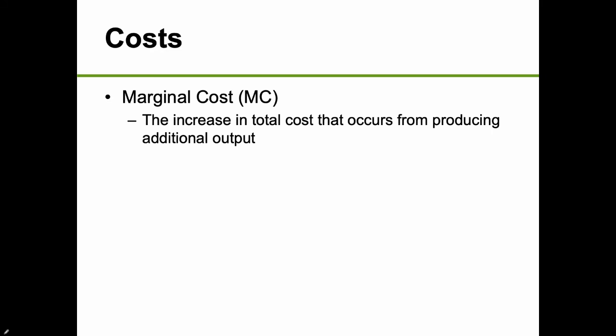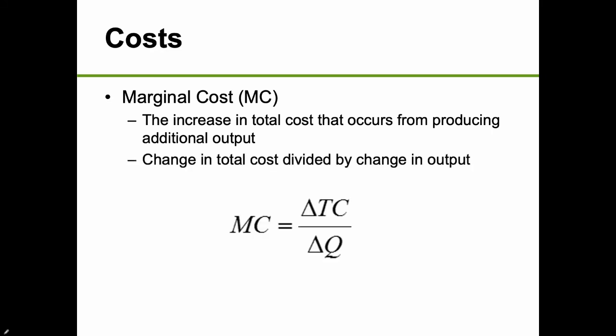Okay, so now we're starting to add to our understanding of costs. We have total cost, and now we have marginal cost. Marginal cost can be calculated by looking at the change in total cost. That's what this triangle means, or the Greek letter delta. It means the change. So what's the change in total cost divided by the change in quantity?